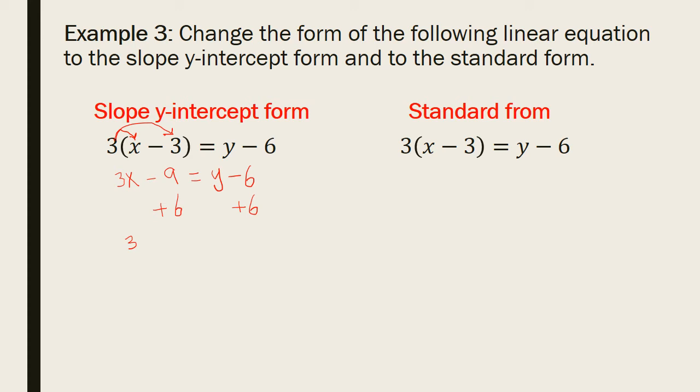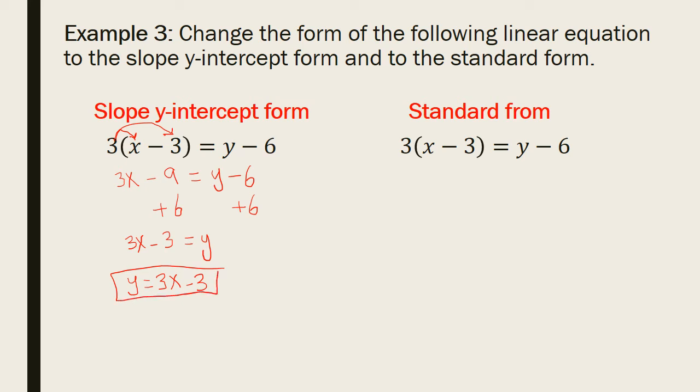and then I'm going to end up with 3x, negative 9 plus 6 is negative 3, equals y. So this is what I have. The slope y-intercept form is y equals 3x minus 3, where y is isolated.